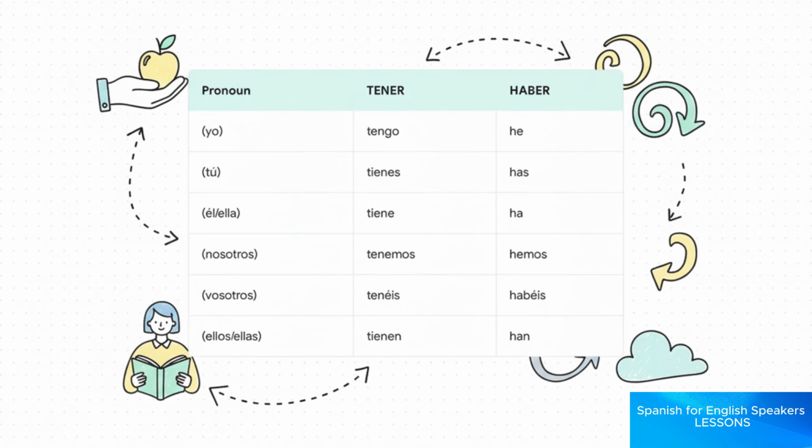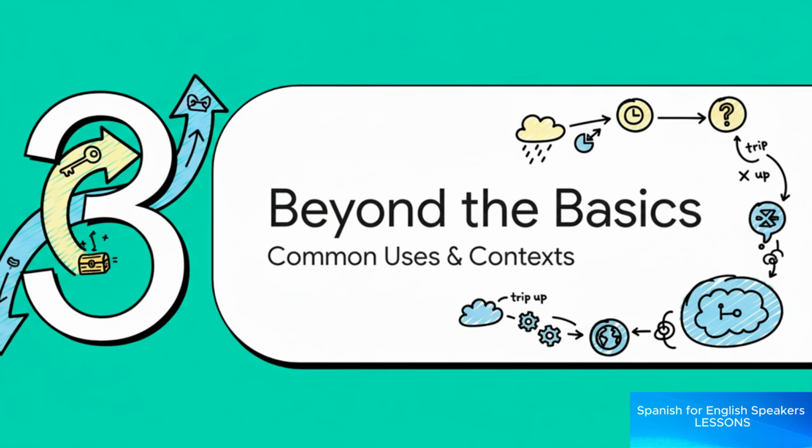And you can see right here, they don't just act different, they are different. Just look at how they're conjugated. Tener gives you tengo, tienes, tiene. Haber gives you he, has, ha. They look nothing alike because, well, they're not alike at all. You gotta learn them as two completely separate verbs. All right, so that's the golden rule, possession versus a helper verb.